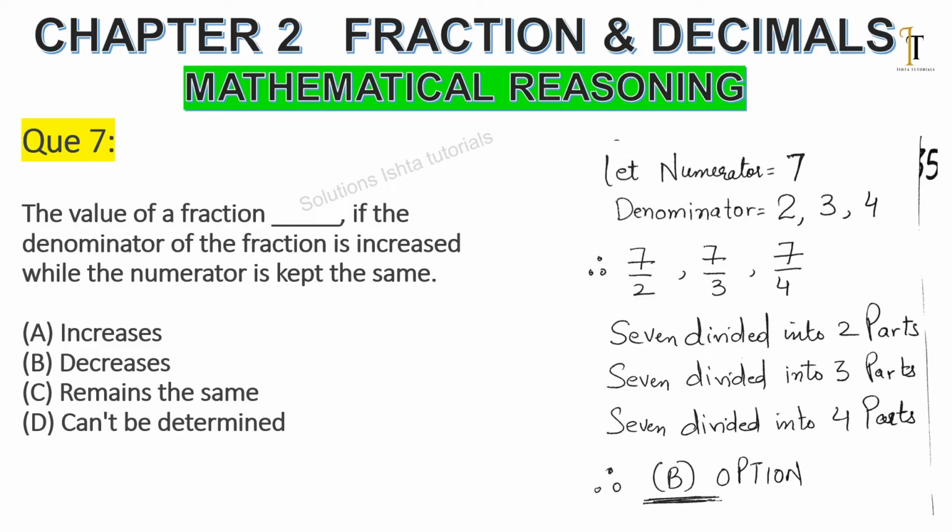You can also take the example of pizza. If we have 4 slices and we are 4 friends, we will get 4 by 4, like 1 slice each. But what if one more friend joins us, which means we now have a total of 5? So 4 by 5. The overall fraction is decreasing, which means we are going to get a smaller portion of the pizza. So here option B will be the correct answer, which means decreases.